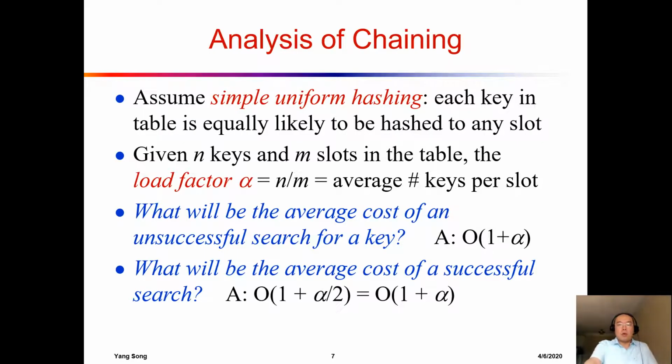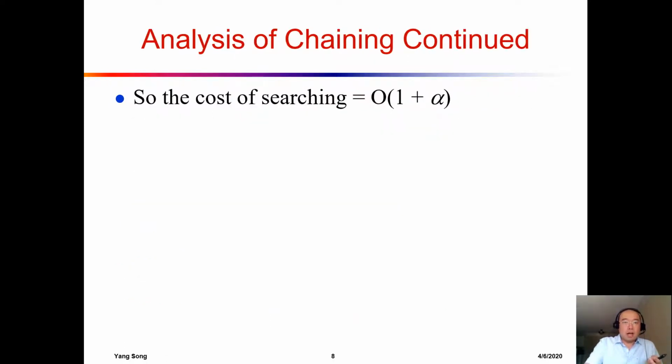Okay, so that is the expectation of the time for a successful and the unsuccessful search. And for this one, if we take the divided by 2 as a constant, we can drop that. So no matter if it is a successful or unsuccessful search, the cost of a search in a chaining hash table will be O(1 + alpha).